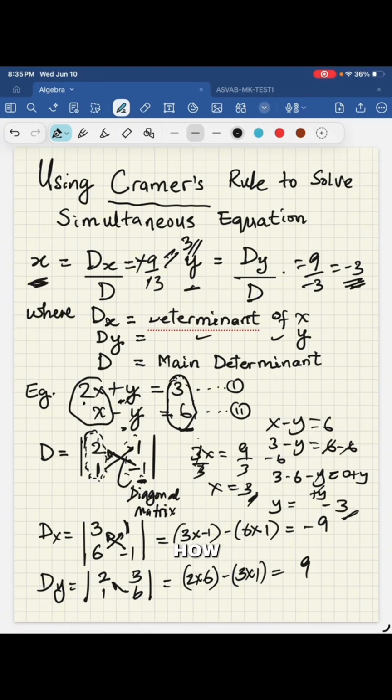So that's how you use Cramer's rule to solve simultaneous equations. If you've learned anything from this, please be sure to follow. Even 3 by 3, you can actually solve that as well.